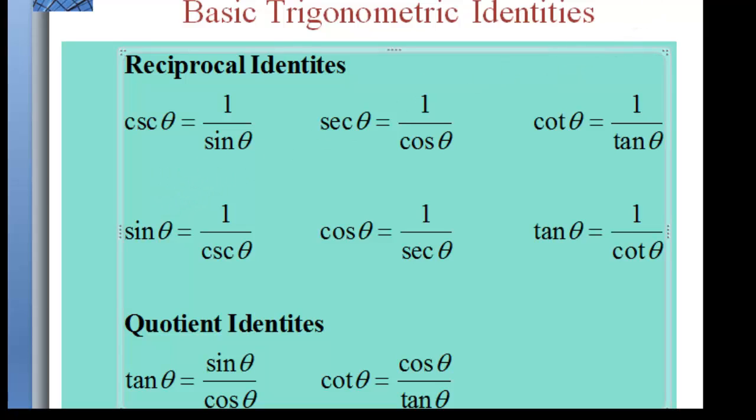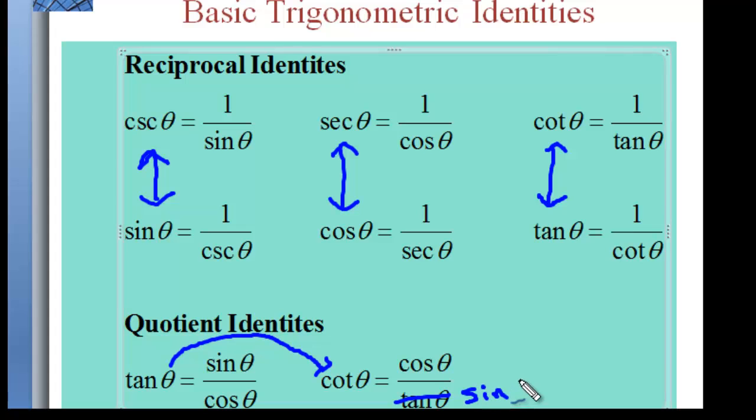Reciprocal identities: we know already that sine and cosecant are reciprocals, so cosecant is 1 over sine and sine is 1 over cosecant. Secant and cosine are reciprocals of each other, and cotangent and tangent are reciprocals of each other. And then we can write tangent as sine over cosine, and because tangent and cotangent are reciprocals, cotangent is cosine theta over sine theta. Let's look at some more identities.